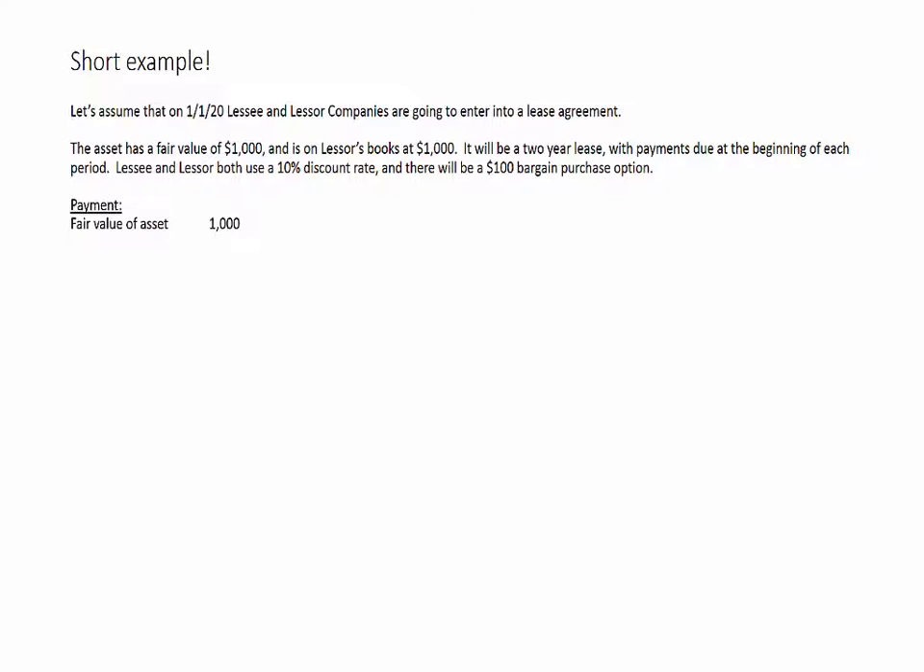The first order of business is going to be to compute the lease payment, so we start with the fair value of the asset, subtract the present value of that bargain purchase option, and that gives us the present value to be recovered via the rental payments. So now the question is, what 2-period 10% annuity due has a present value of $917.36? The answer, of course, is $480.52.